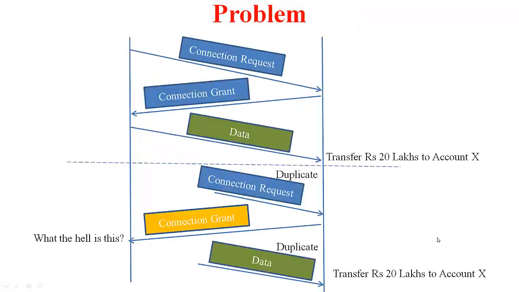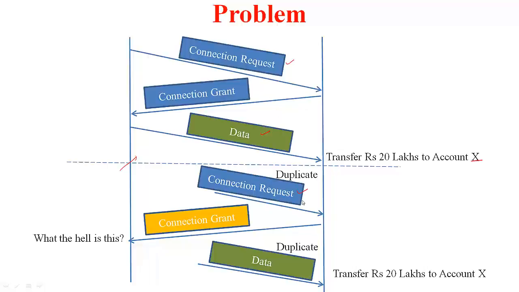Suppose you established a TCP connection with your bank, and before the actual data, you sent connection request, connection grant, and then as part of this data, you're saying transfer 20 lakhs to some account X. Now, some of these packets could have gotten delayed and the sender would have retransmitted them. And it is quite possible that these retransmissions got delayed arbitrarily, and after this connection terminated, they are again appearing at the other end. So this connection request is a duplicate that is appearing at the bank server.